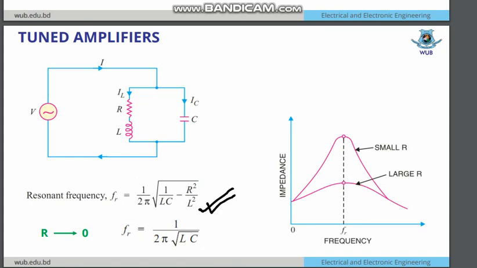And whenever R goes to 0, that means if there is no resistance, we will get this. That is quite similar to the oscillator type. So there are two types of things, a small R and a large R. Here one thing is predominant. What is the predominant thing?